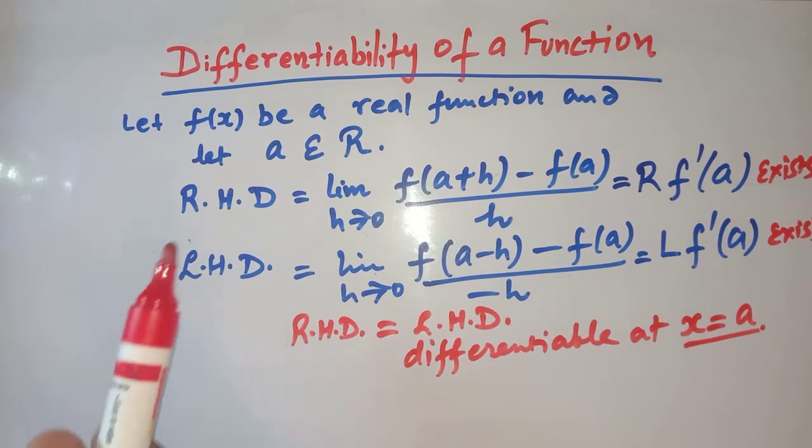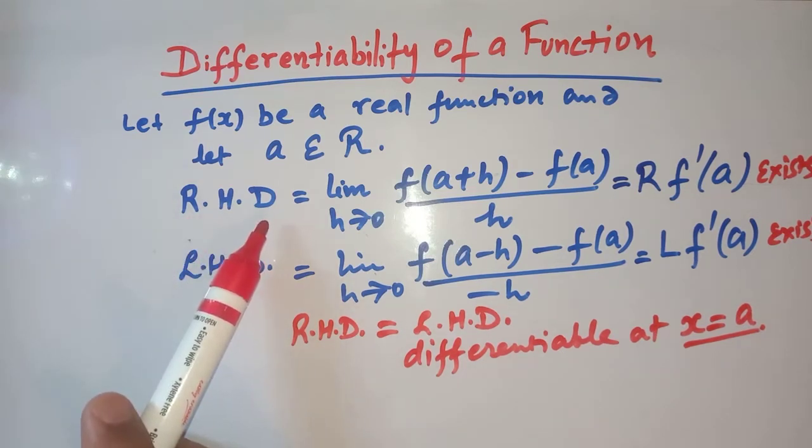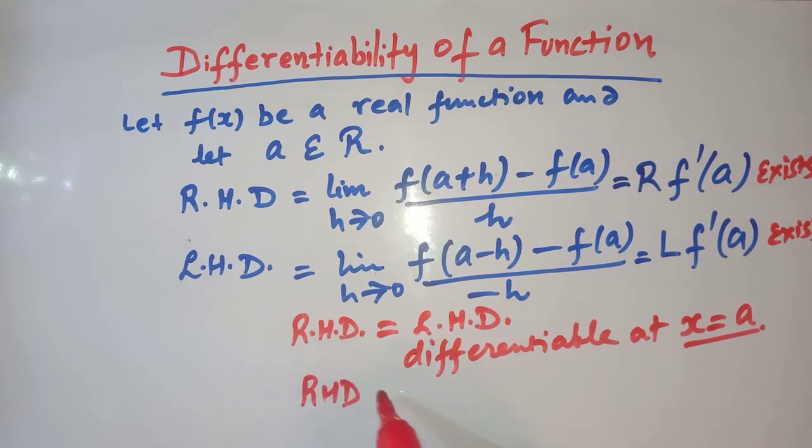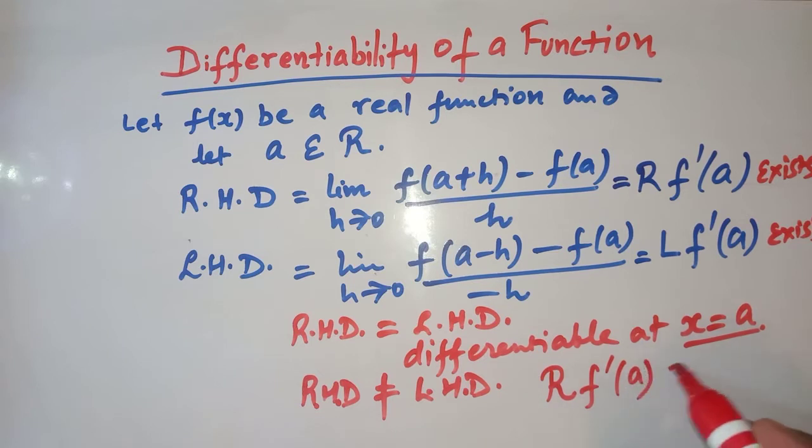Clear? If the right hand derivative exists and left hand derivative also exists, but the two derivatives are not equal to each other, then the function is said to be non-differentiable. Clear? So we can say that a function f(x) is said to be differentiable at x is equal to a if the right hand derivative, that is R f'(a), is equal to L f'(a).